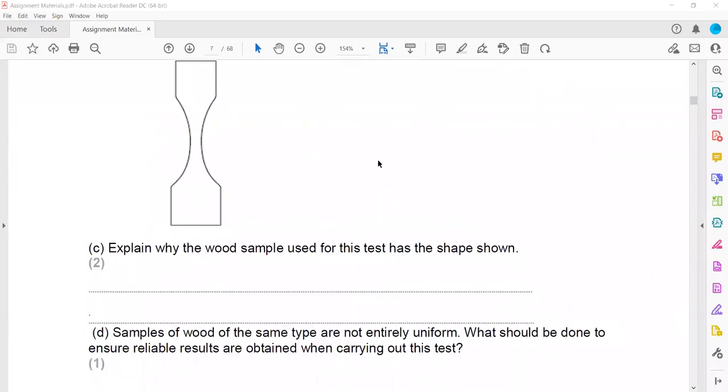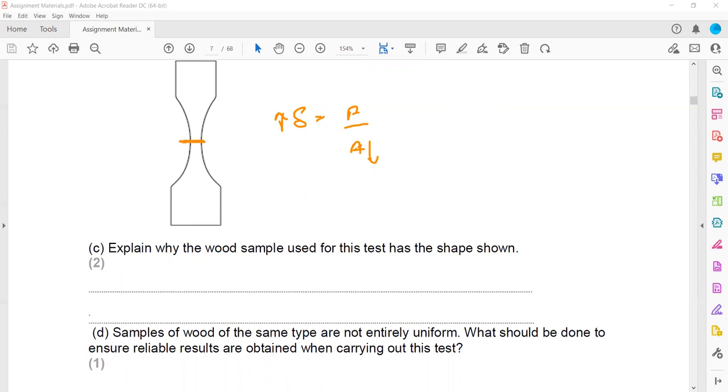Explain why the wood sample used for this test has this shape. What is the reason? Because we are finding the ultimate tensile stress, UTS. The stress is equal to force divided by area. So when we have a small area, the stress will be higher. If the object has a large area, the stress will be lower. So why does it have a shape like this? When it has a narrow center, the stress and area are inversely proportional, so we get a larger value of the stress for a given force when it has a small area.